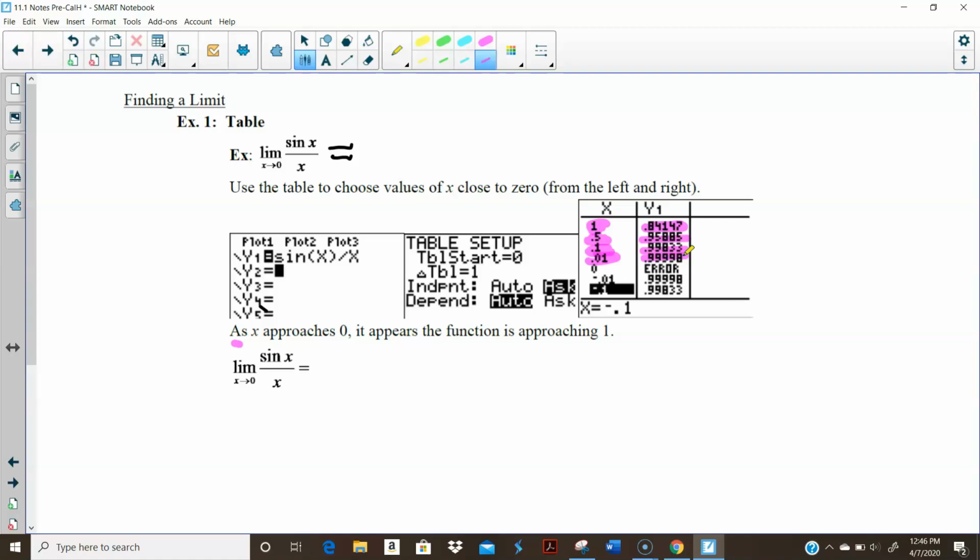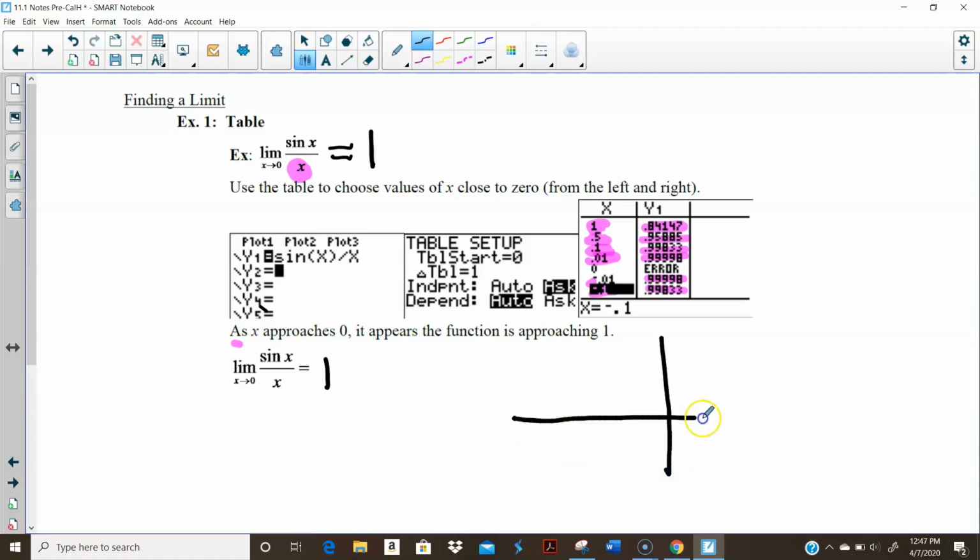Now, if we were to do the same thing from the left-hand side of 0, you could start with negative 1, and you get 0.99833. If I move now to the right towards 0, 0.01, you can see 0.9998. And so even though if I were to plug in 0, f of 0 is going to be undefined because you would have 0 at the bottom of that fraction, the limit does exist, and the limit is what the graph is approaching from the left side and the right side, which happens to be 1. So the limit as x approaches 0 of sine x over x is equal to 1.